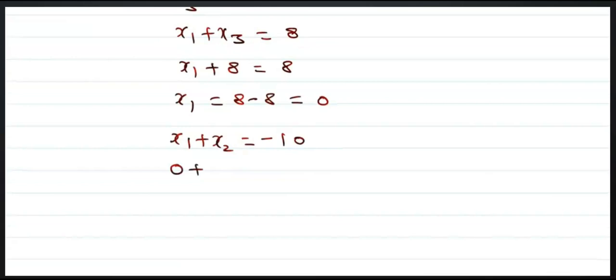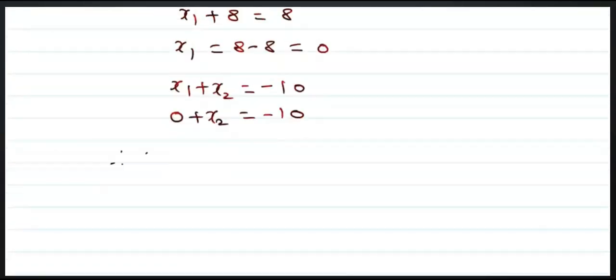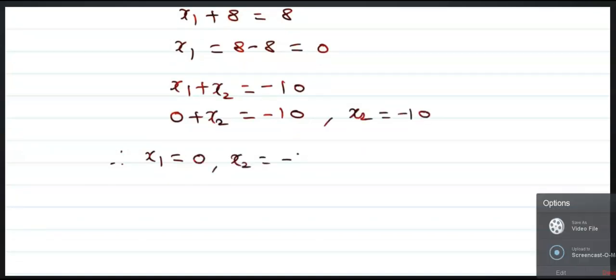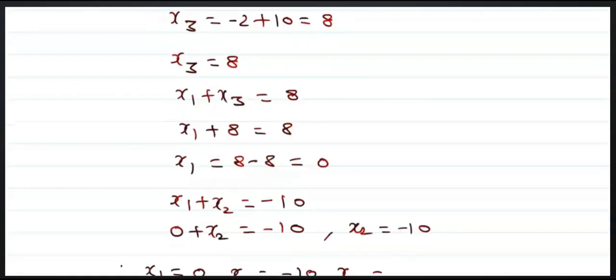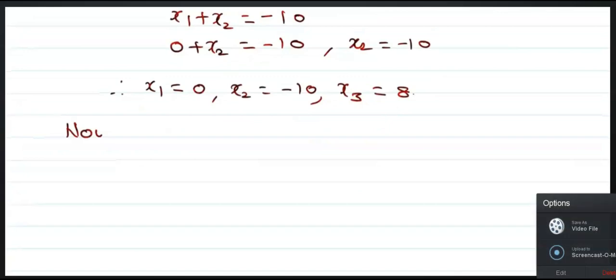x1 plus x2 is equal to minus 10. We'll get all the points. Therefore, x1 is 0, x2 is minus 10 and x3 is 8. These are the points. Similarly, we can find out y1, y2, y3.